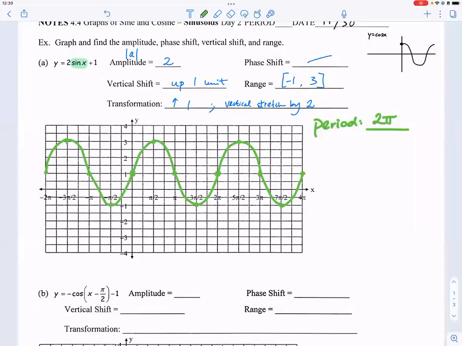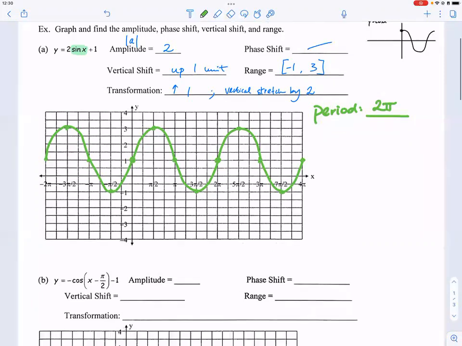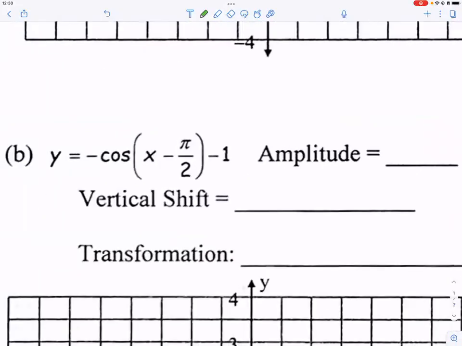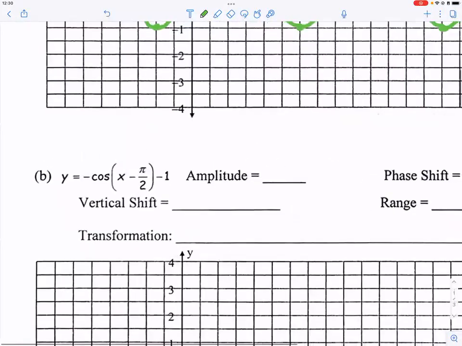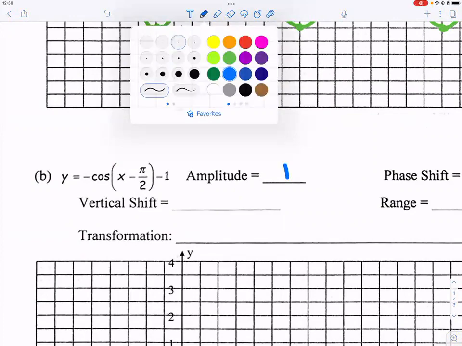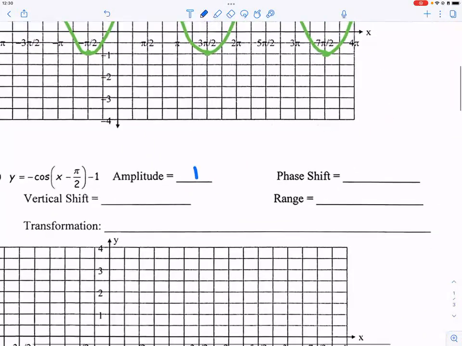Okay, so got how many transformations right here? A total of 3. Okay, so first, what's the amplitude? 1. Okay, ooh, that's big. All right, what's the phase shift? To the right, pi over 2. Vertical shift, down 1 unit.